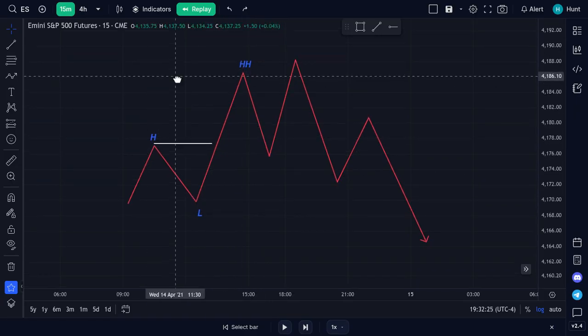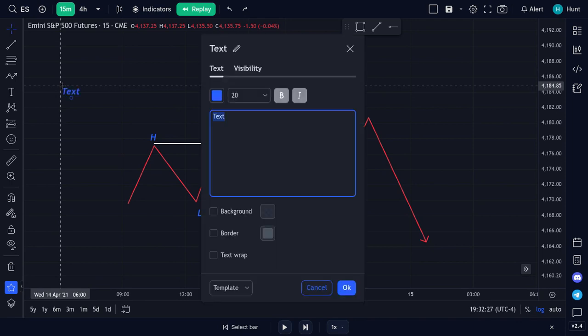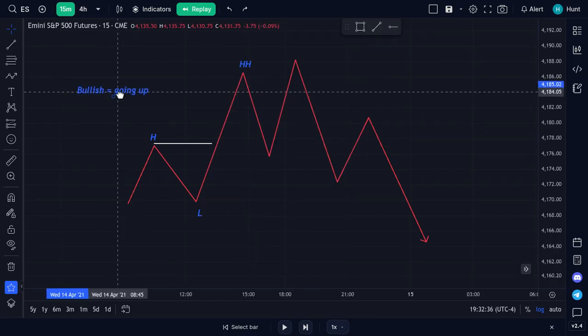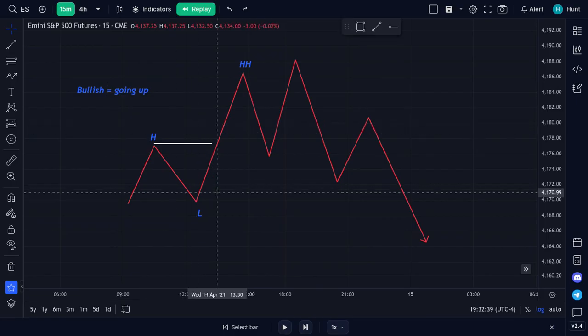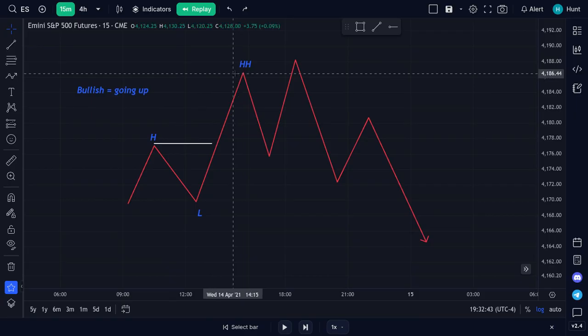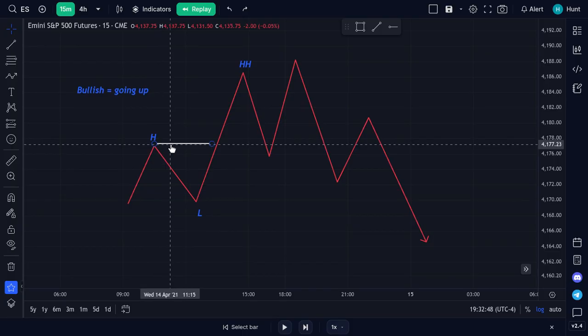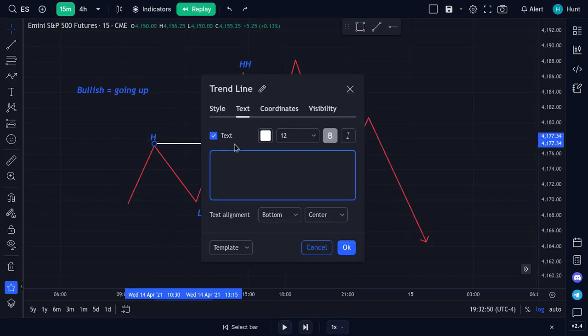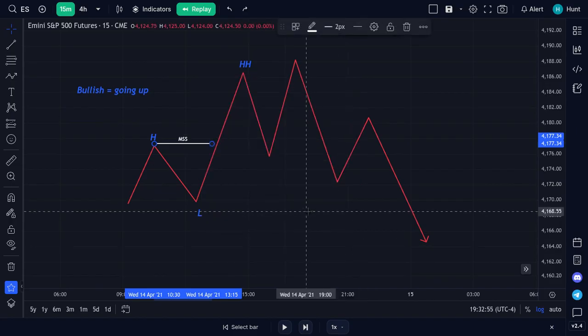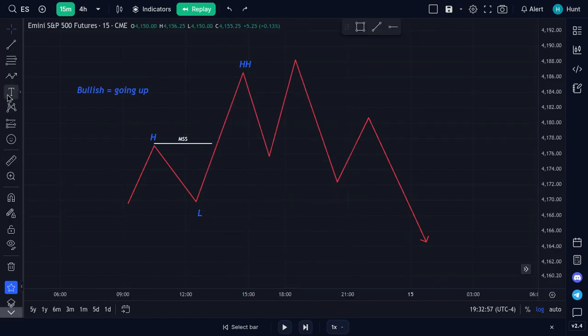What does this mean? This means that price is bullish, and bullish just means that price is potentially going up. Think of it as potentially going up, not just going up, because it's not definite, but it's a possibility. So when we create a new higher high, that's showing that price is bullish. But what is this break of this high called? Well, this break of this high is called a market structure shift, or MSS for short. You can also call it a break of structure, whatever you like.